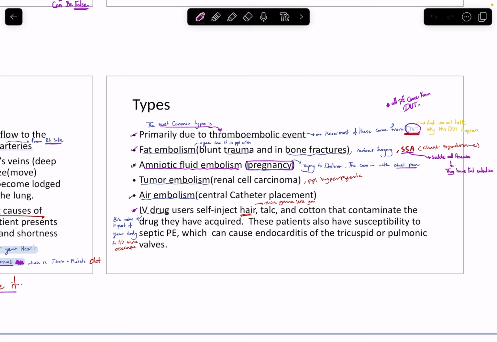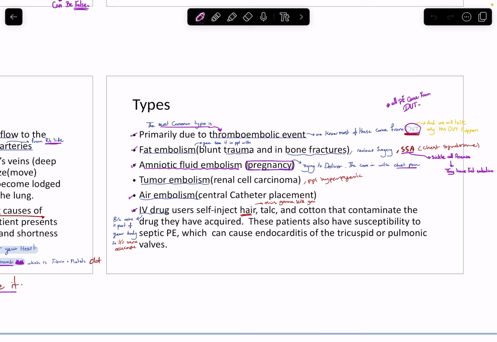The most common type of pulmonary embolism is thromboembolic, which means you have abnormal thrombosis of your blood, and then it moves into your lungs from a DVT. This is the most common type, but pulmonary embolism can happen from other things. It can happen from fat. We see that in major trauma, in people who have fractures, especially long bone fractures. We see that in severe burns.